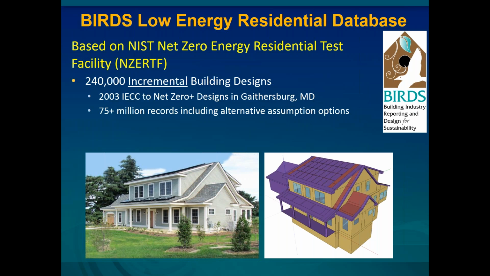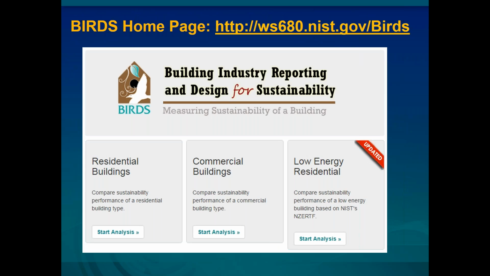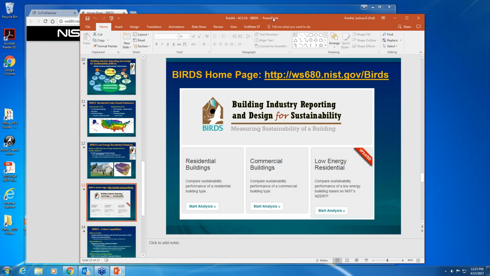And so once you account for all the alternative assumptions that we allow for users to select the best match of their case, there's actually over 75 million records that you're searching through. And once again, these are all pre-processed, so the data is already there. All it's doing is searching through the database to find the data that you want to look at. So with that, let's go ahead and move to the demo.